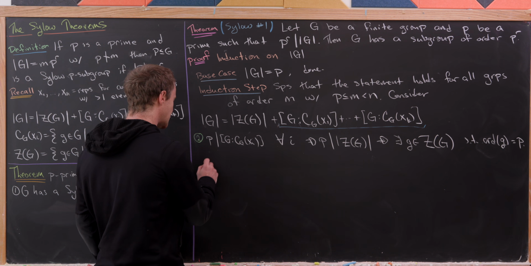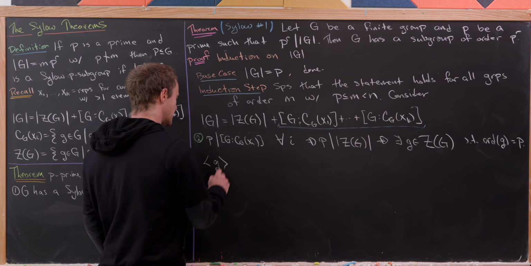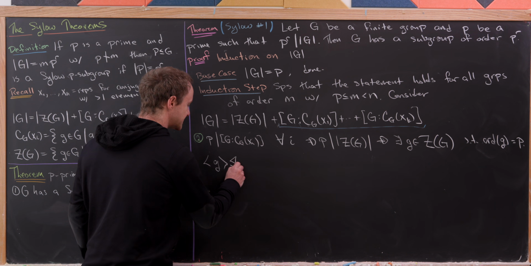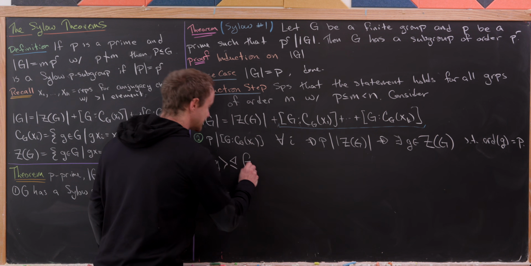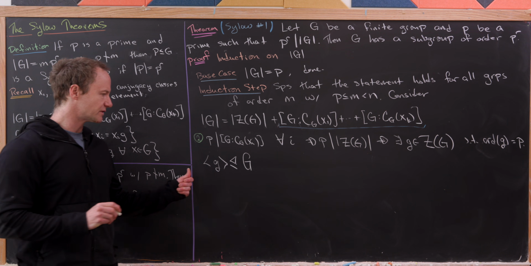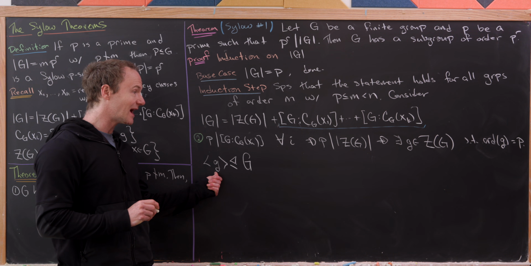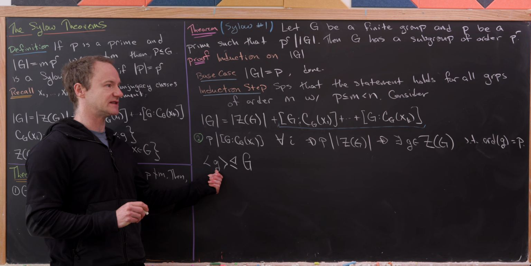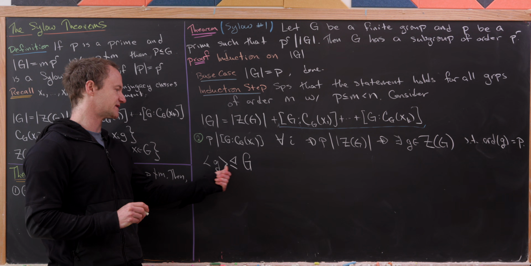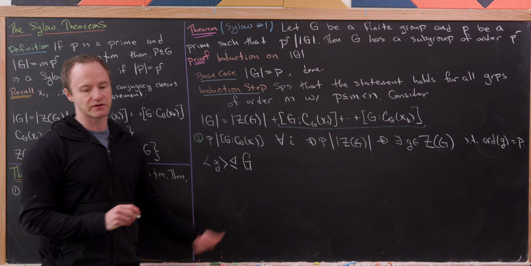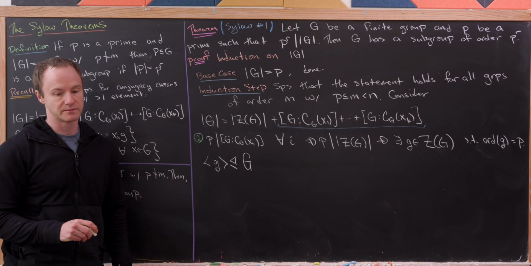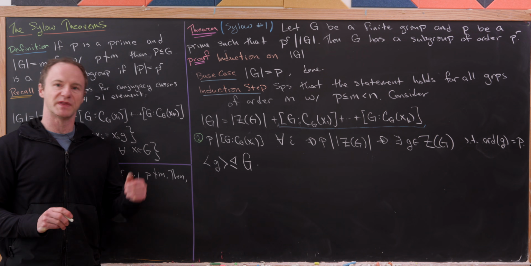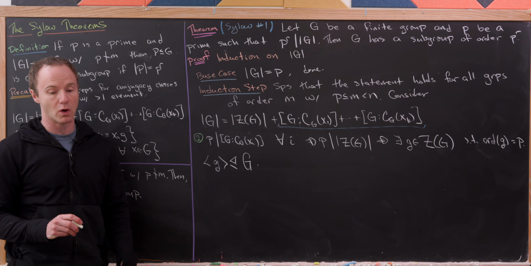But now what we want to look at is the cyclic subgroup generated by this g, which is a normal subgroup of the entire group. Well, how do we know it's a normal subgroup of the entire group? Because it is in the center. Every power of little g is in the center. But if every power of little g is in the center, it clearly generates a normal subgroup.